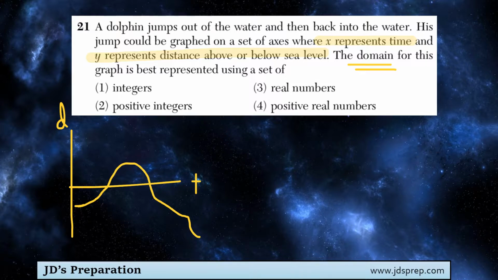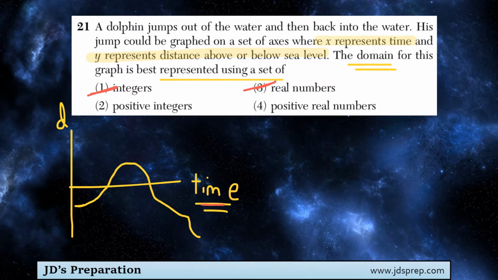So the domain for this graph, so remember domain is where it's valid for all values of x, is best represented using a set of what? Well, the important thing here is that we're dealing with time. Our domain is in units of time. And can we have negative time? No, definitely not. So that cancels out integers and real numbers because both of those sets include negative numbers. So now we've got to think, is it either positive integers or positive real numbers?